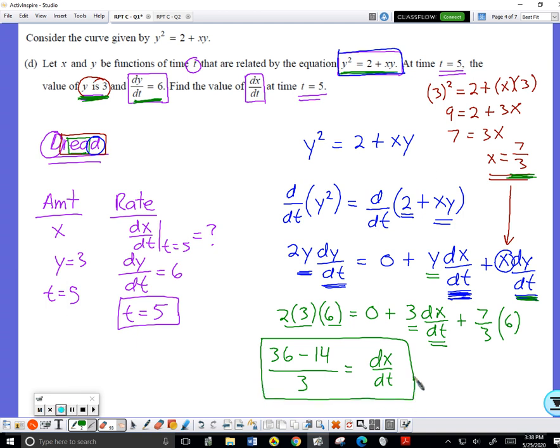Okay, this part was worth 3 points. Here's how they awarded the points. So this is part B, was 3 points total. And the way they awarded the points, 1 point for finding the x value, 1 point for correctly taking the derivative, which is right here, and 1 point for the final answer.